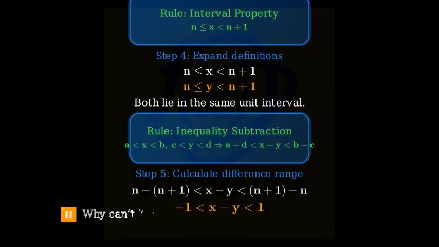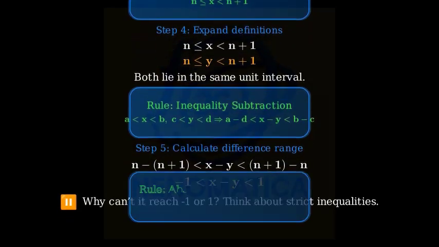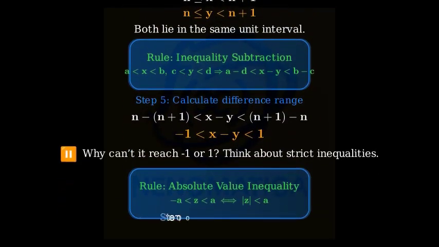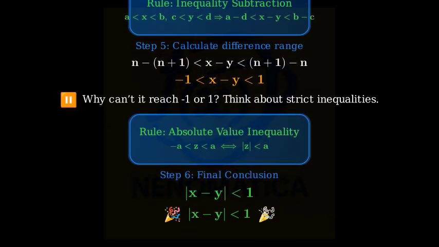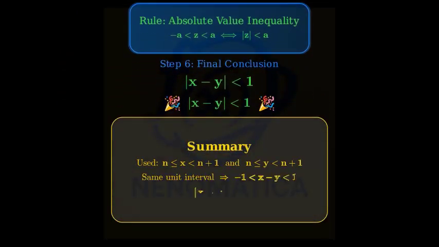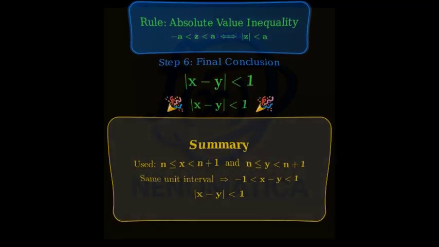If a number lies strictly between negative a and a, then its absolute value is less than a. Summary. We use the floor definition to put x and y in the same unit interval, subtracting inequalities bounded x minus y strictly between negative 1 and 1, and we concluded the absolute difference is less than 1. Quick challenge. Try x equals 3.2.